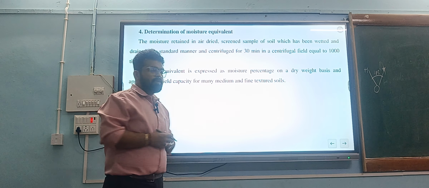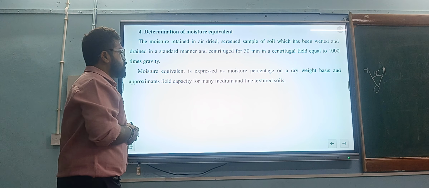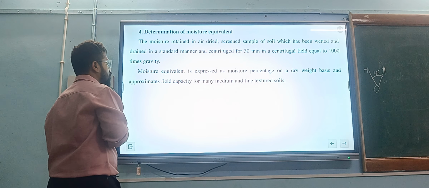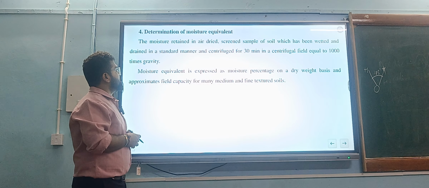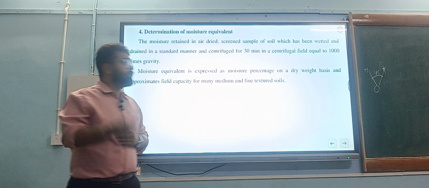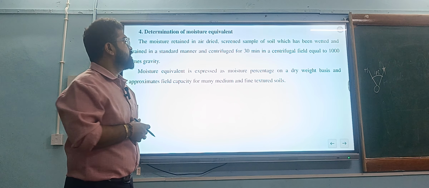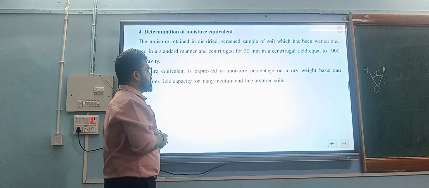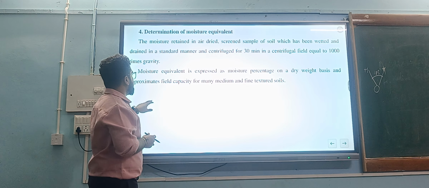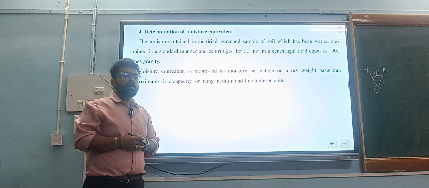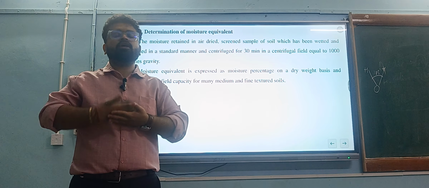The next determination is of moisture equivalent, that is another soil moisture content. It is the moisture retained in an air dry, screened sample of soil which has been wetted, drained in a standard manner, and then centrifuged at a force of 1000 times that of gravity for 30 minutes. The moisture equivalent is expressed as moisture percentage on a dry weight basis and approximates field capacity for many medium soil conditions. Generally, we use the moisture equivalent for comparison.